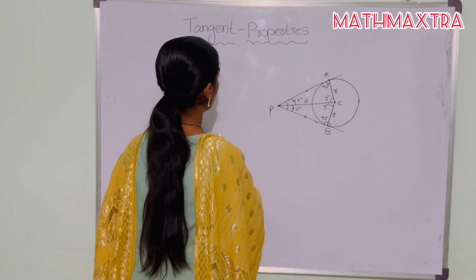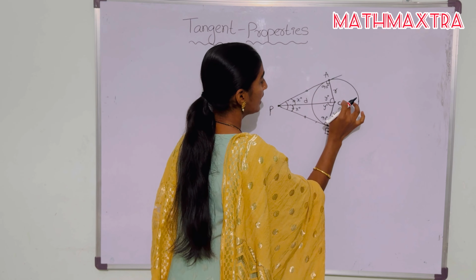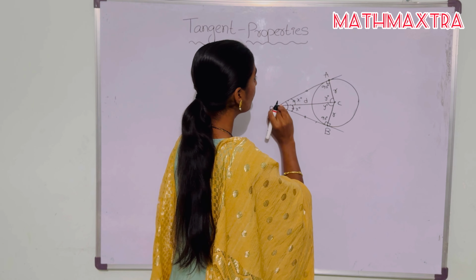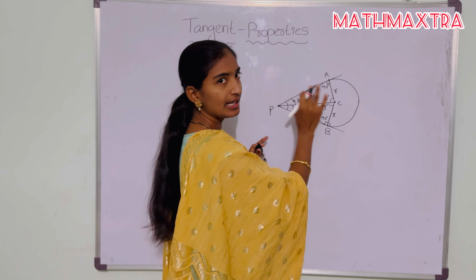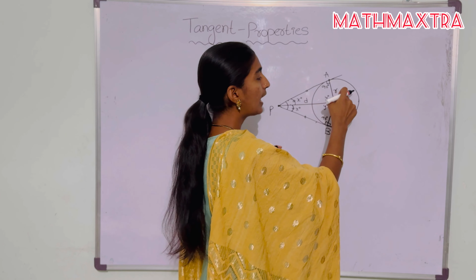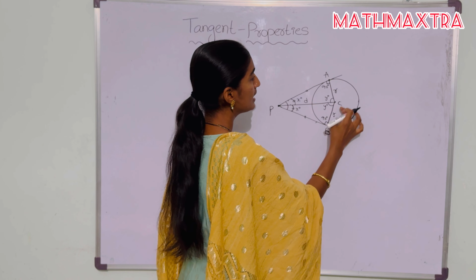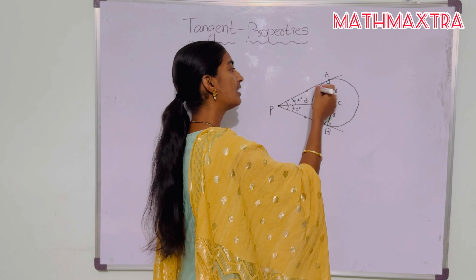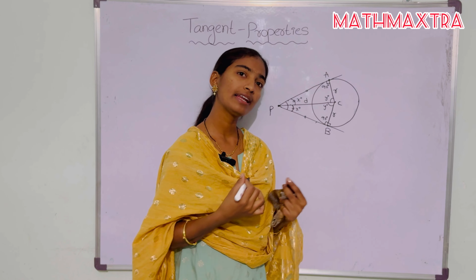Our next property is, see, this PACB is a quadrilateral. You can easily observe. PACB is a quadrilateral, and that quadrilateral is formed by the tangents through the external point and the two radii. So PA, PB, BC, AC are the sides of the quadrilateral, and this quadrilateral is always a cyclic quadrilateral. What is a cyclic quadrilateral?